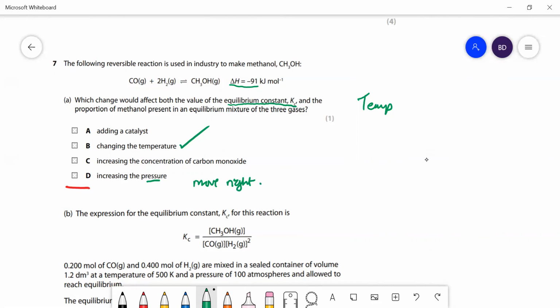And the reason why it won't: if you increase the pressure, you've got to decrease the volume. It's not asking you why, but that is why. So you're changing the volume, and those two things cancel each other out, and the effect on Kc, it doesn't change at all. Only temperature affects the value of Kc and Kp, if you ever get that question.